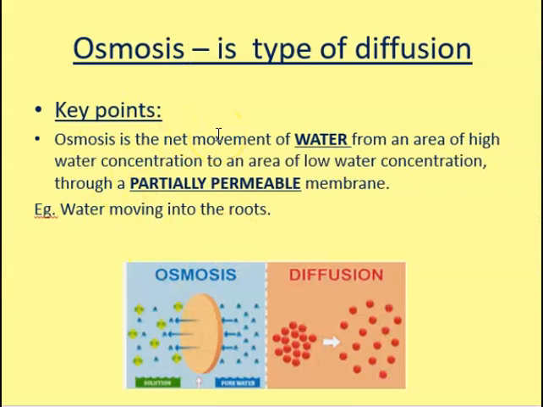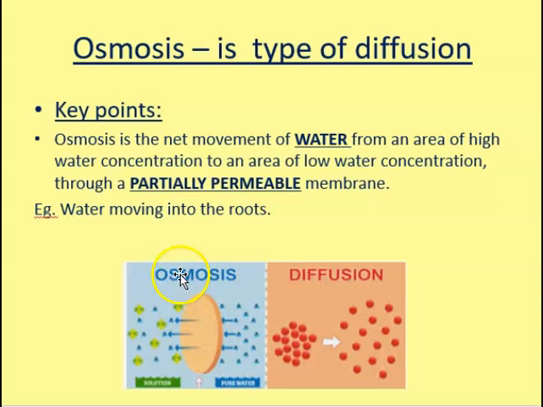Looking at our second type of diffusion today, we're looking at a very specific one, which is osmosis. Now, osmosis is a type of diffusion, but it is a special type that just involves water. So please make sure you write this down. Osmosis is the net movement of water from an area of high water concentration to an area of low water concentration through a partially permeable membrane. So this is different to diffusion, because diffusion is just molecules moving from high to low.